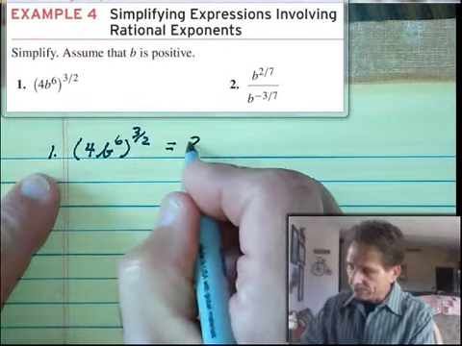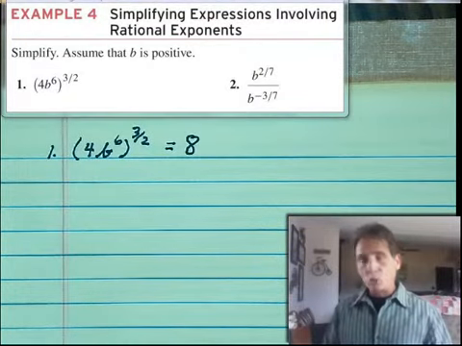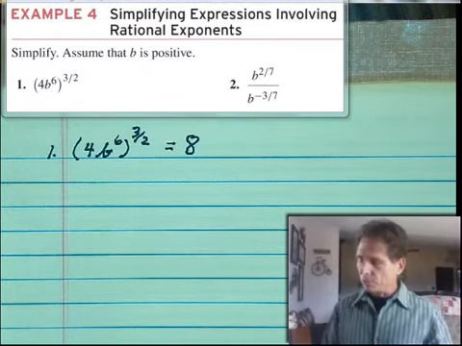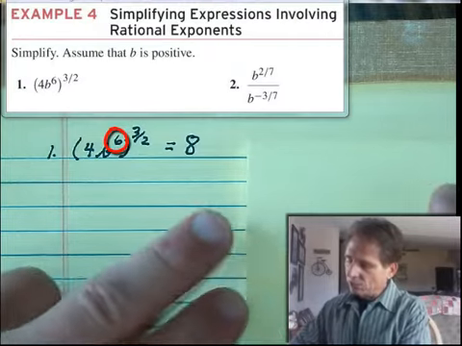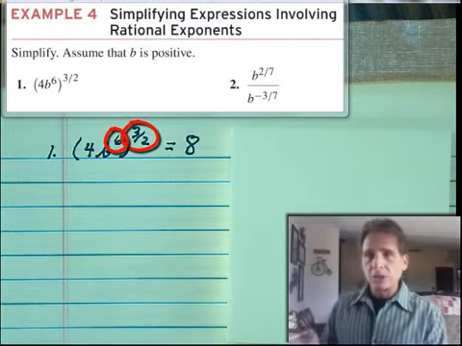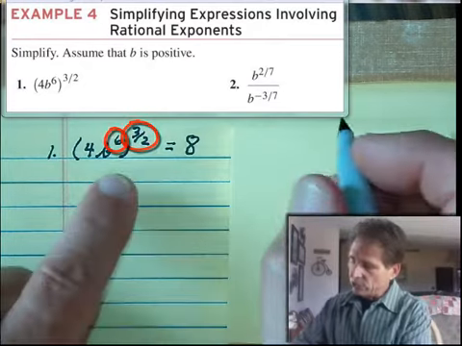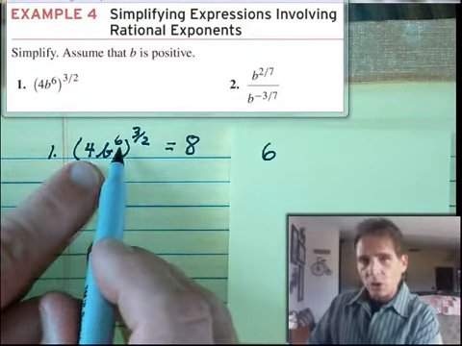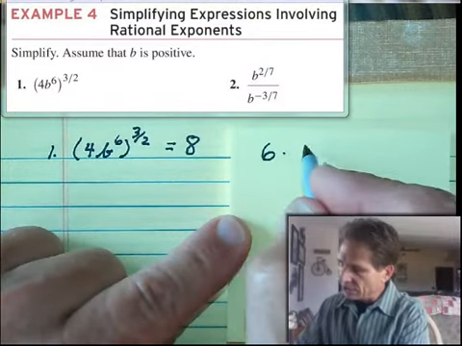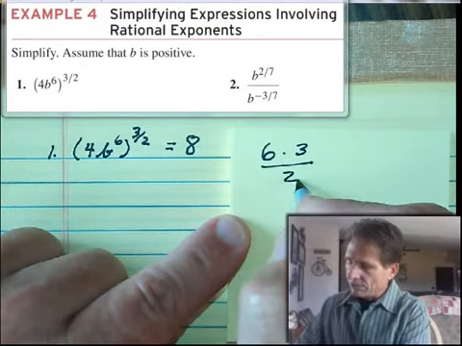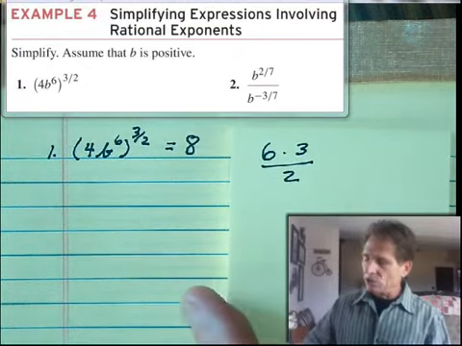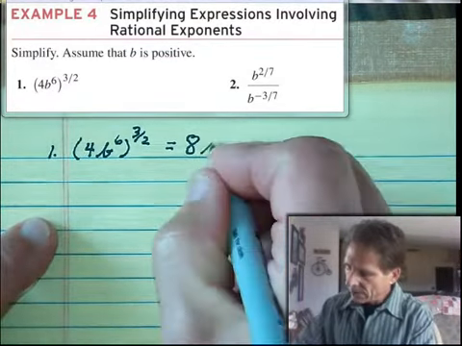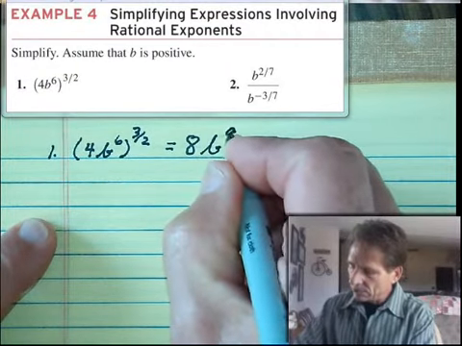So this becomes 8. Now with b to the 6th raised to the 3/2, again, the property of raising a power to a power is that you multiply. So you would multiply the 6 times 3/2. I realize a lot of people like to use cancellation, which is good, but I just want to go through what I've found easiest for students to understand. Again, multiplying a whole number times a fraction, you multiply the 6 times the 3, and then you divide by 2. So 6 times 3 is 18, divided by 2 is 9. So we would end up with b to the 9th. And that is that problem simplified.